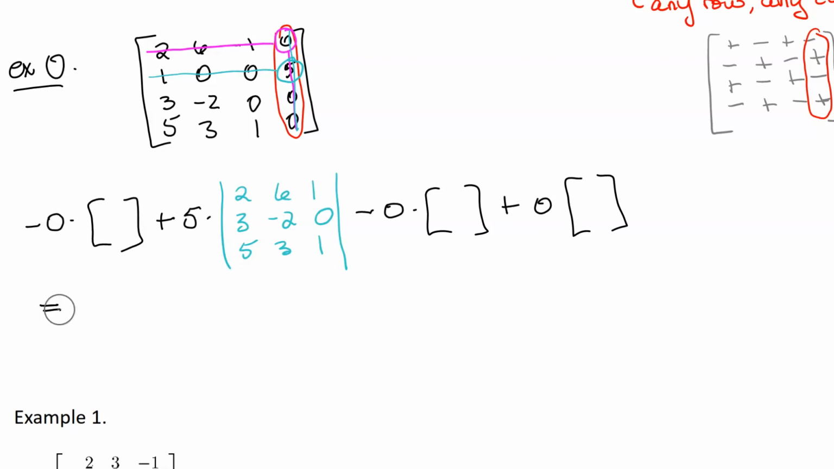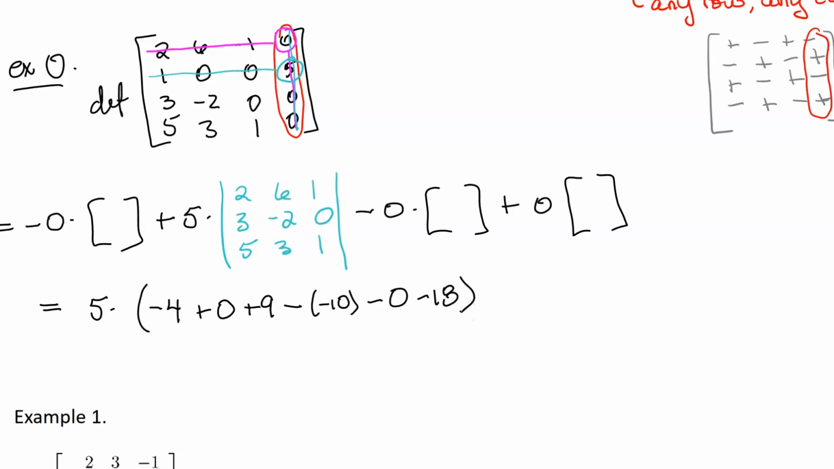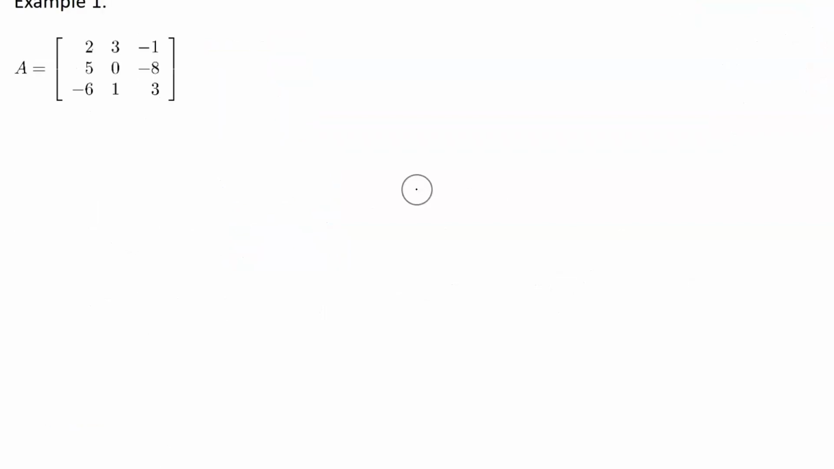So let's go ahead and do that. And we'll get 5 times this. And simplifying is going to give us negative 15. And that's our determinant. That's one thing to keep in mind, that you can use this column that's got all zeros in it to save yourself a whole bunch of work.